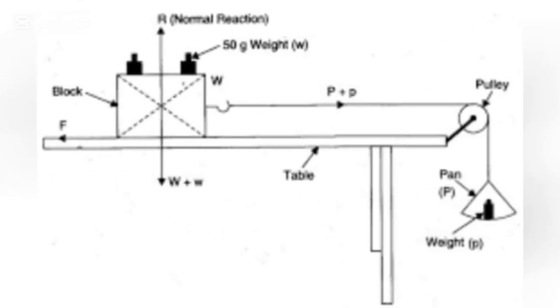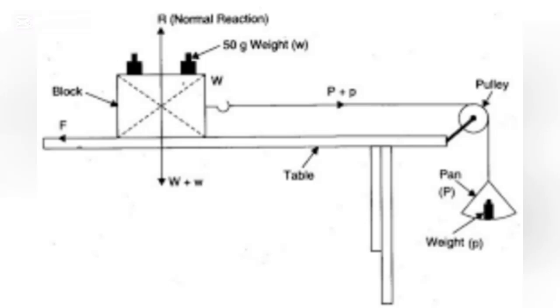Types of friction. A rectangular block of wood is placed on a horizontal table. A string is attached to the block and passes over a smooth pulley with a scale pan at the other end. Weights are added to the pan to provide tension in the string. At first, the block does not move. As more weight is added, we reach the point where the block just begins to slide.